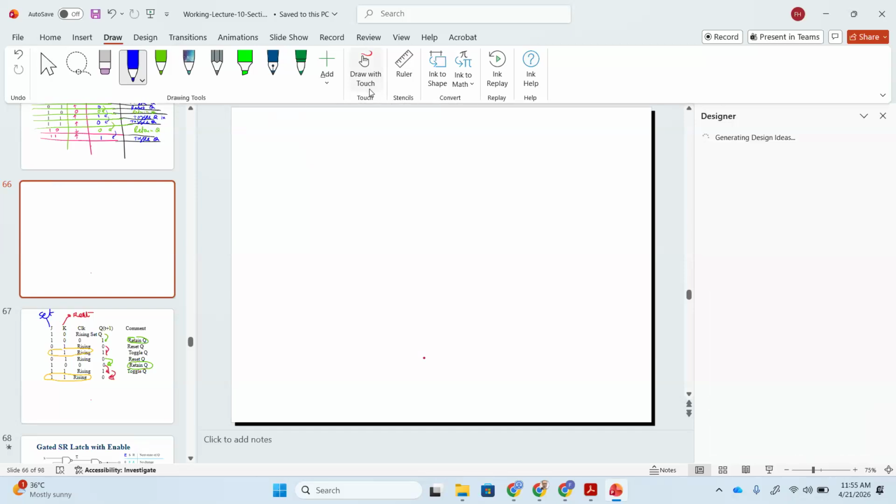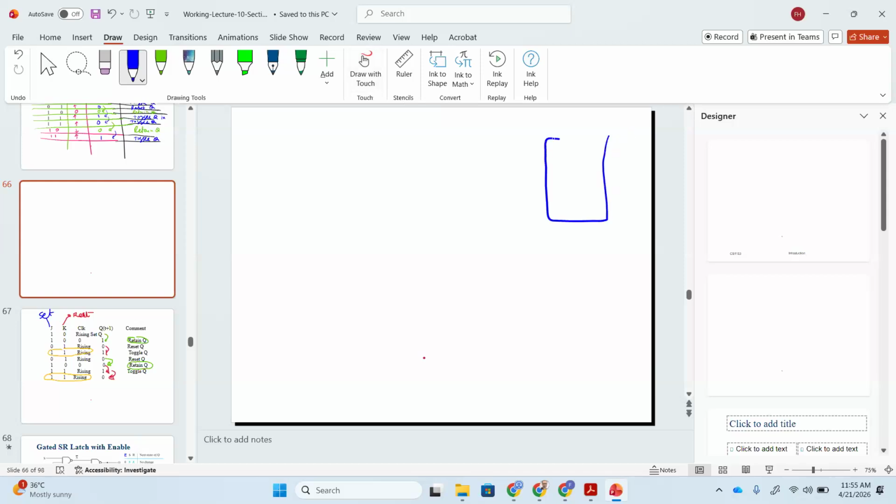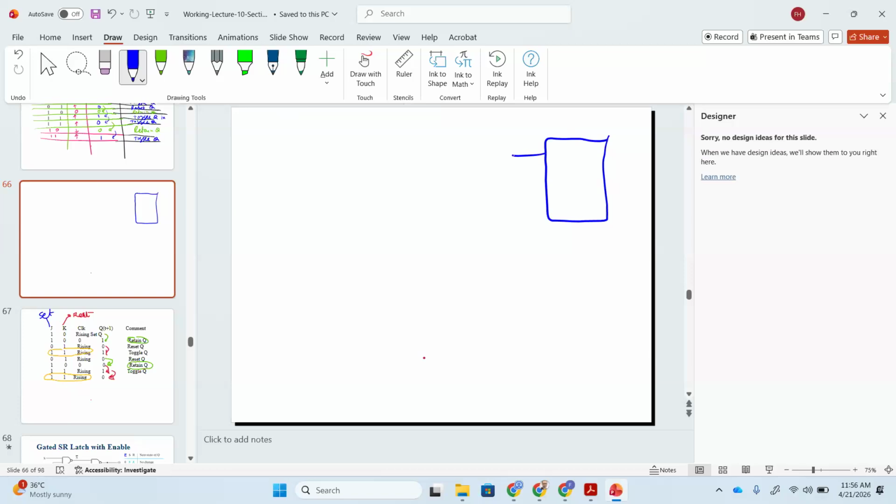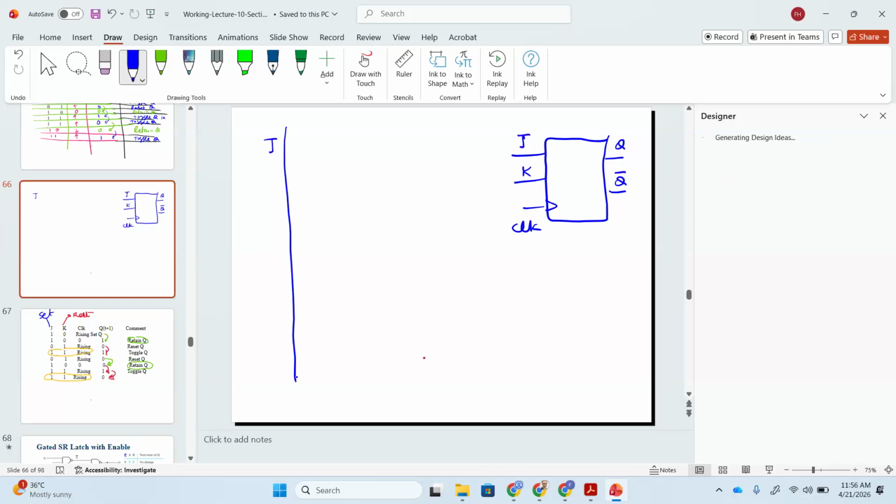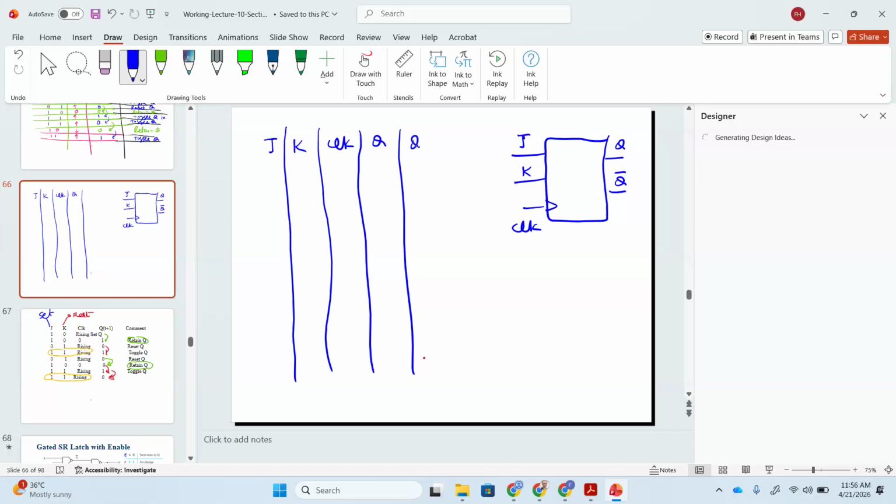So these are the inputs. Let's assume that we have a JK flip flop, with J and K inputs, working at the rising edge of the clock. We have Q and then Q bar, so we have two outputs. So we have J, then K, then clock, then Q, and then Q bar. Please fill this table.